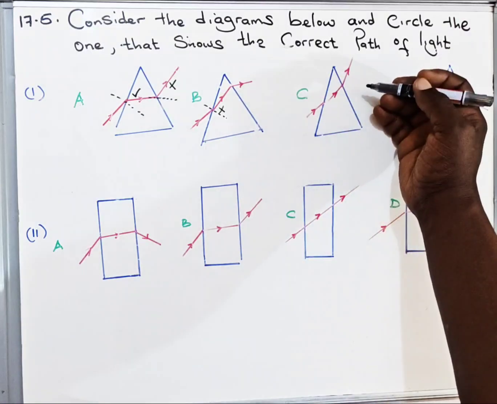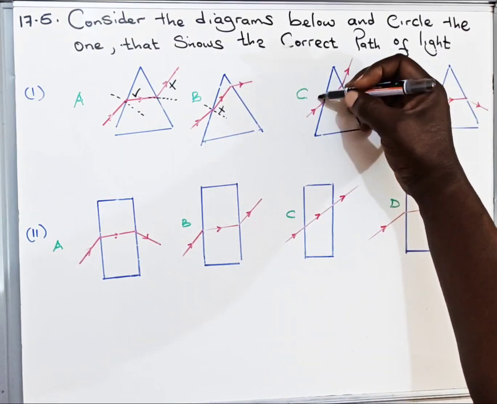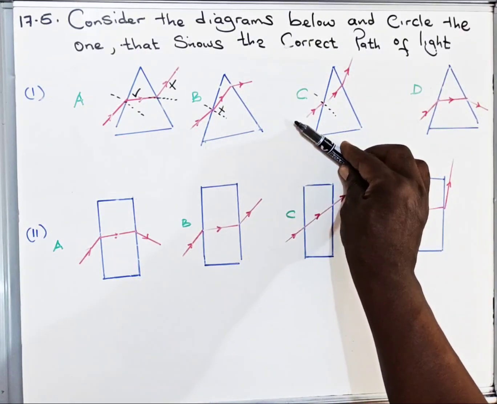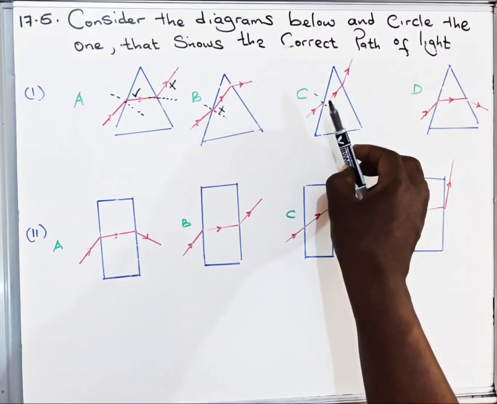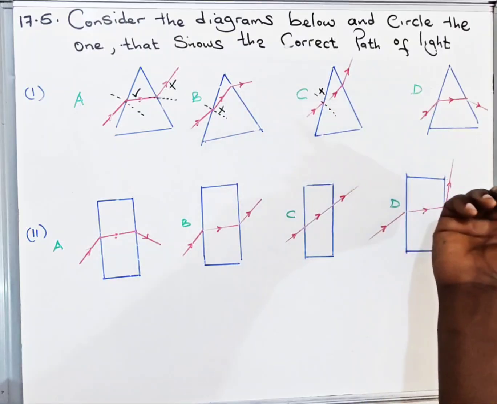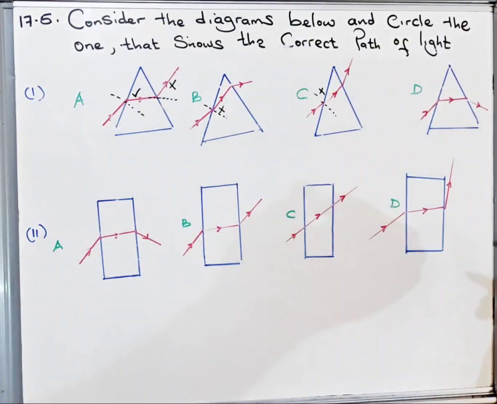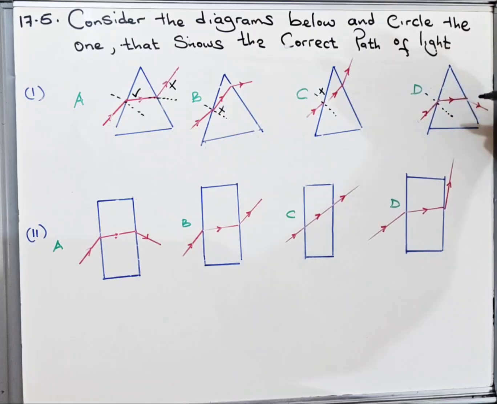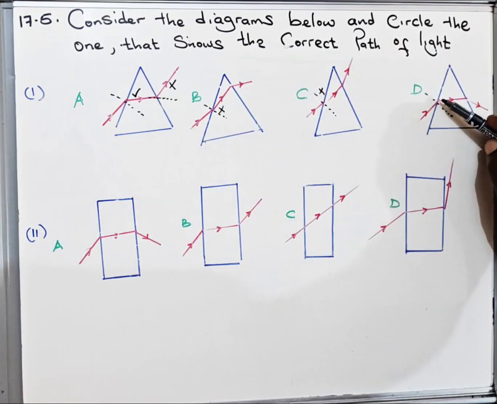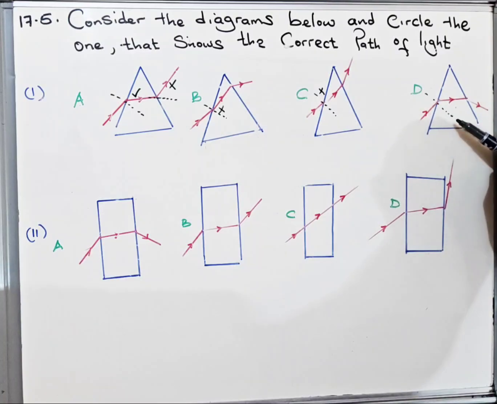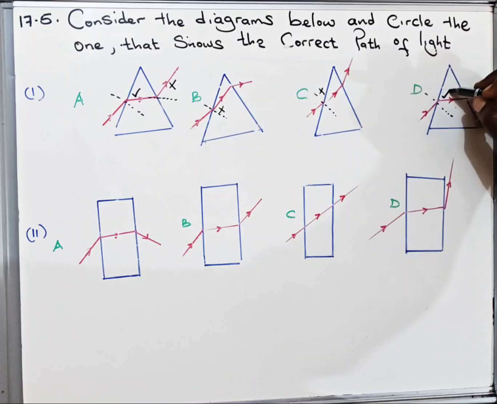Okay, we go to diagram C. The explanation is the same. We have the normal here, and when light moves from a less dense medium to a more dense medium, it's supposed to bend towards the normal, but this one bends out from the normal. So this one is also wrong from the start. Let us come to this one. Here we have this as our normal, and the light ray comes in. It bends towards the normal. This is the line which is normal, so this part is correct.